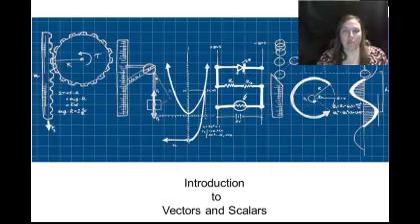In this lecture, what I'd like to do is introduce you to vectors and scalars. Okay, so you're going to hear these terms, you're going to see them used in the text, and I want to make sure that you understand what the terms mean. Now, they might sound like very complicated ideas, but hopefully by the end of this lecture you're going to see that they're very simple ideas.